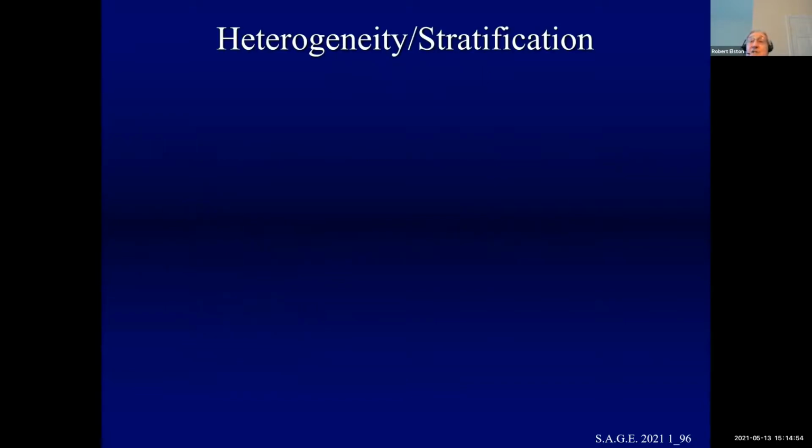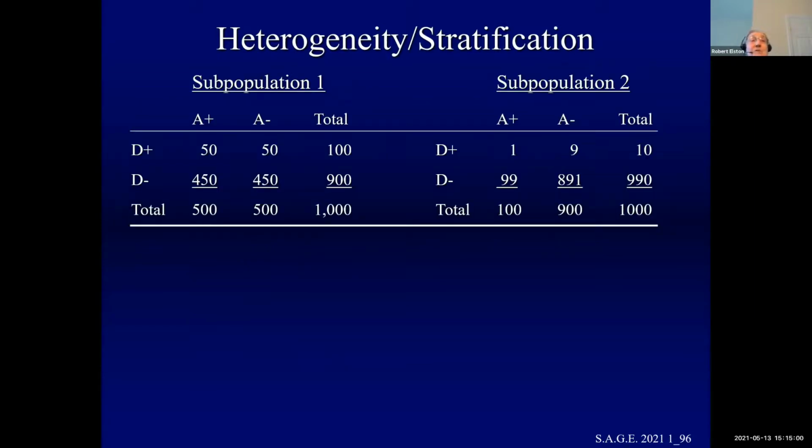Heterogeneity and stratification. I want you to first look at this table with two subpopulations. Okay, we have two 2-by-2 tables. In subpopulation 1, you'll see the numbers. You have 1,000 people in each population. In subpopulation 1, the entries are 50, 50, 450, 450, a total of 500 for the antigen present, 500 for the antigen or the A allele, whatever it is. Say the A allele present, the A allele missing, and then you've got disease present or disease missing.